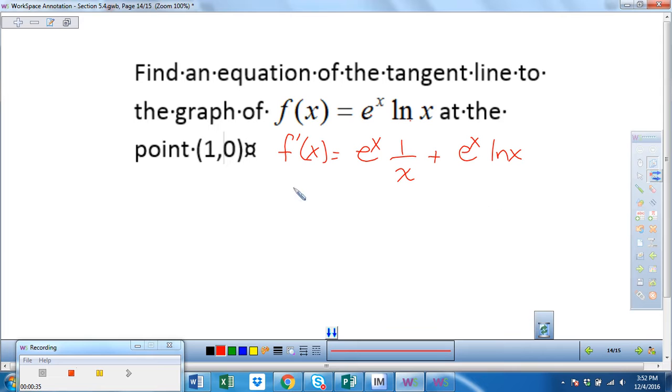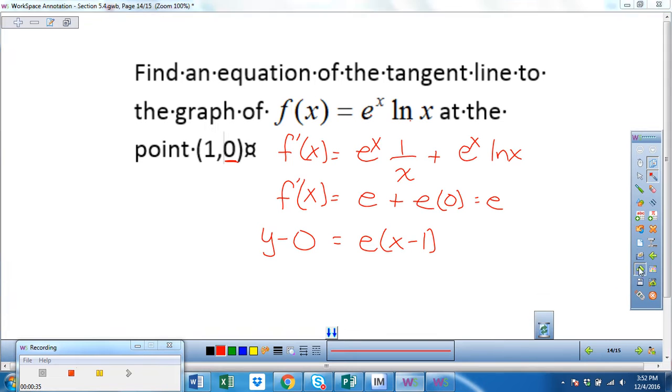Okay, so f prime of 1 is going to be e plus e times the natural log of 1, which is 0. Let's just get e. So the equation of the line would be y minus 0, and I know that from here, is equal to e times x minus 1.